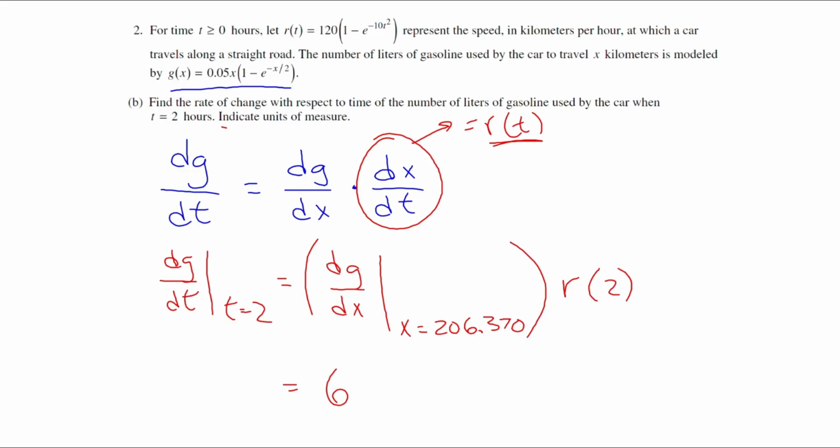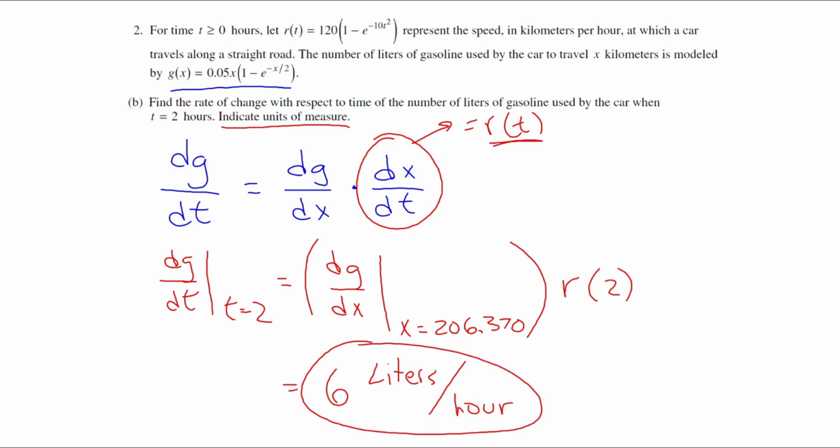And our units here, because it says indicate units of measure, right? Well, g was in liters, so it's 6 liters. And then we took the derivative with respect to time, which was in hours, so it's 6 liters per hour. You got 3 points here. 2 points just for using the chain rule, right? For getting dg dt equals dg dx times dx dt. And then 1 point more for the final answer.